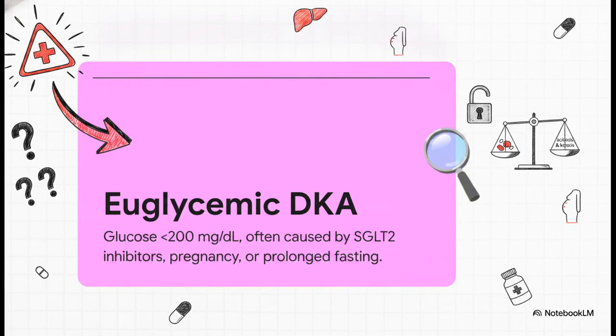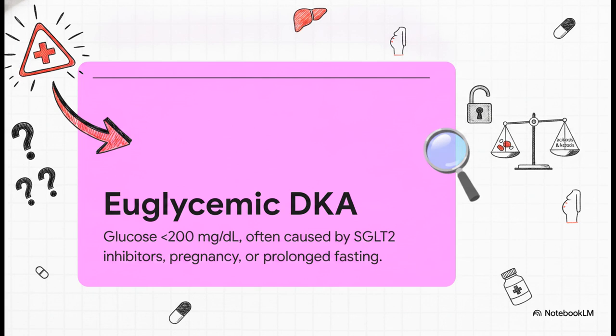But here is where you really have to stay sharp. Crucially, do not rule out DKA on glucose alone. There's a dangerous trap out there called euglycemic DKA, and it requires a super high index of suspicion. In euglycemic DKA, the patient's blood glucose is actually under 200, which makes it incredibly easy to misdiagnose if you aren't paying close attention. This sneaky presentation is often triggered by medications like SGLT2 inhibitors, as well as pregnancy, prolonged fasting, or chronic liver disease.